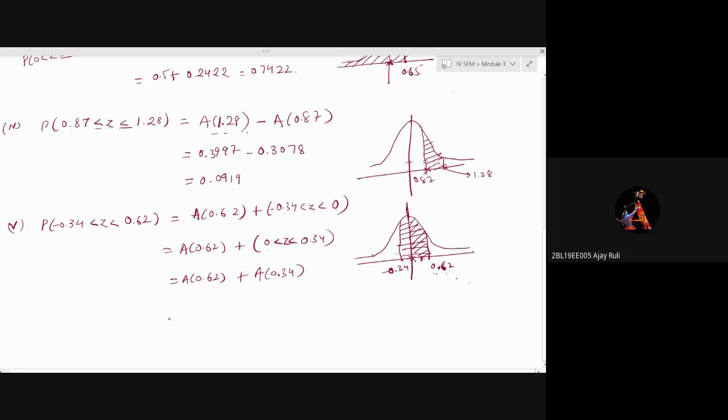A of 0.34 is 0.1331. Final value, plus you're telling? Area of 0.62, which is 0.2324, plus 0.1331, equals 0.3655. Okay.